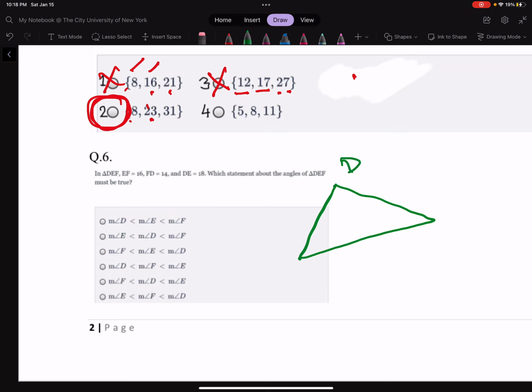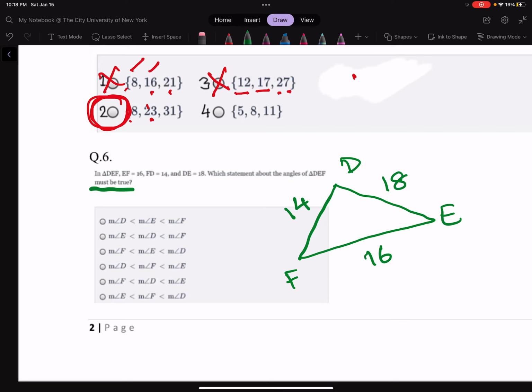Okay. D, E, and F. So they say EF is 16, FD is 14, and DE is 18. They ask which statement about the angles of DEF must be true.